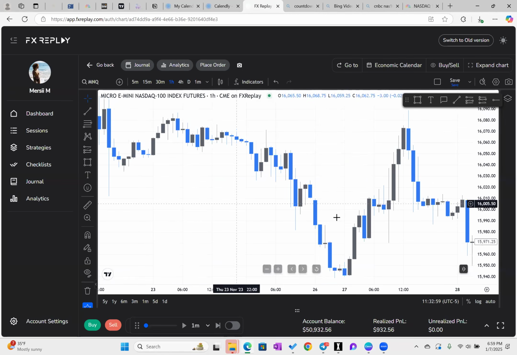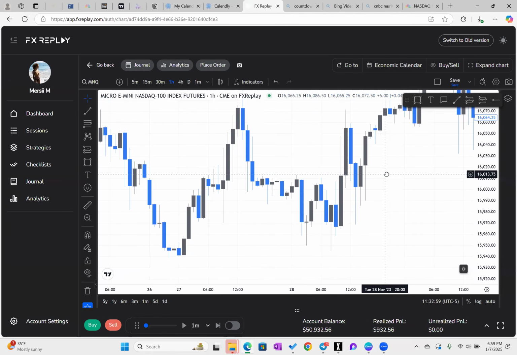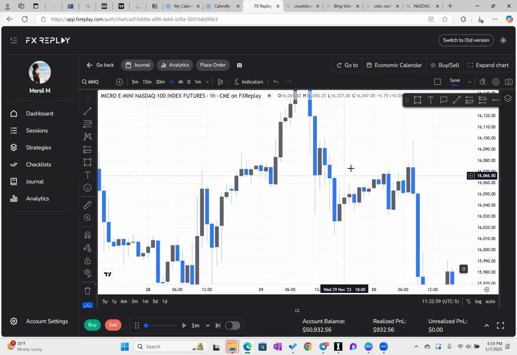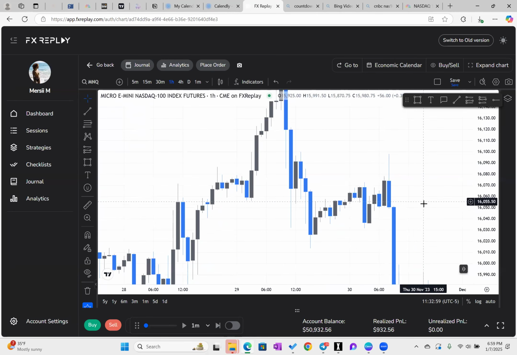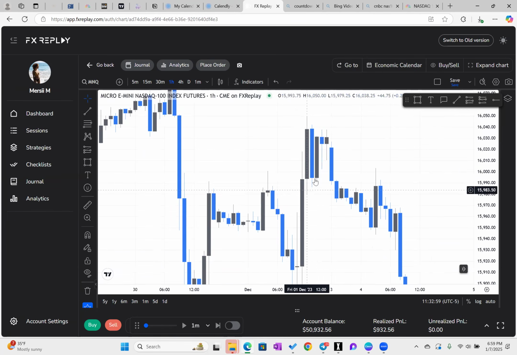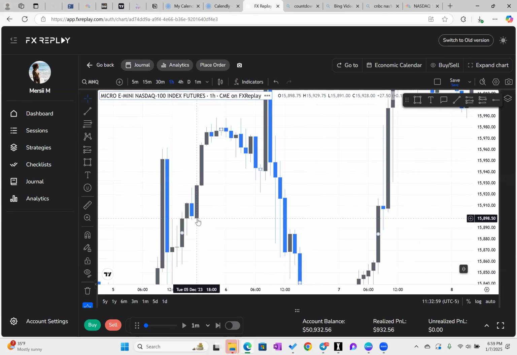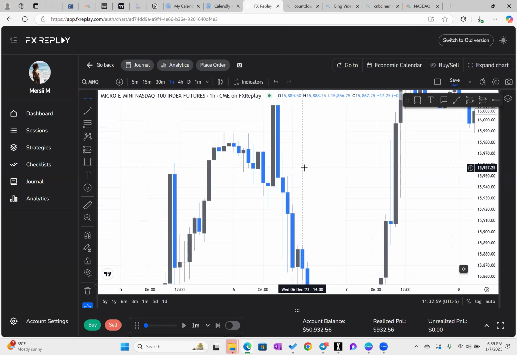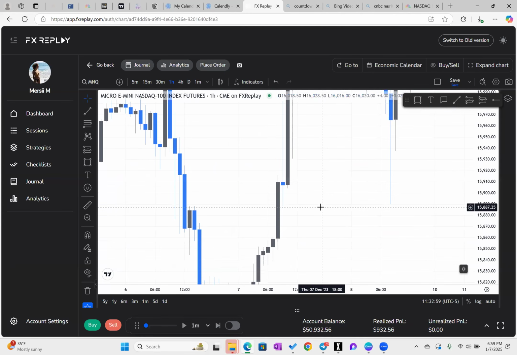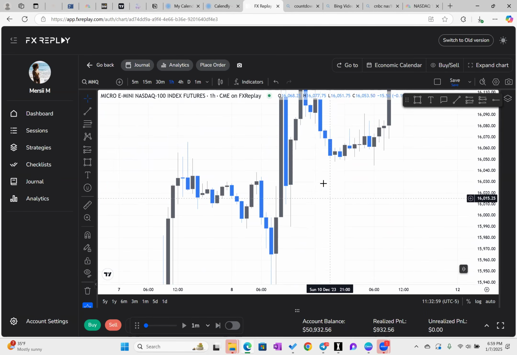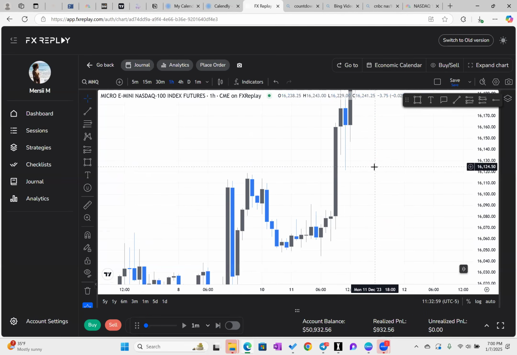All right. Somebody asked for an example of a breaker block. So let's find one. Try to find a clean one. I want to find a nice and clean one.